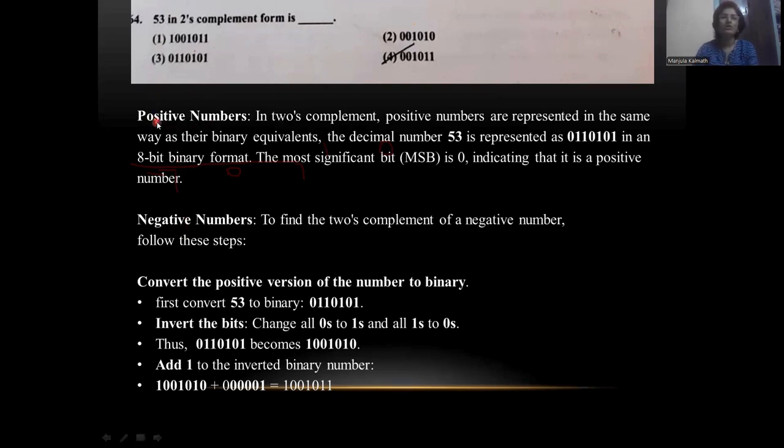Initially, take the positive numbers. In 2's complement, positive numbers are represented in the same way as their binary equivalents, meaning we just convert the decimal number to the equivalent binary number. That itself is the 2's complement. The decimal number given is 53, and its 2's complement value will be 0110101, which is nothing but a direct conversion of the decimal to binary. Nothing else is to be done, in an 8-bit arbitrary format.